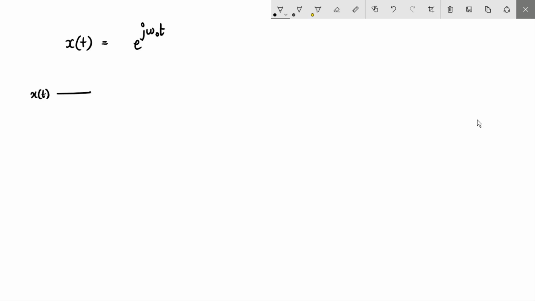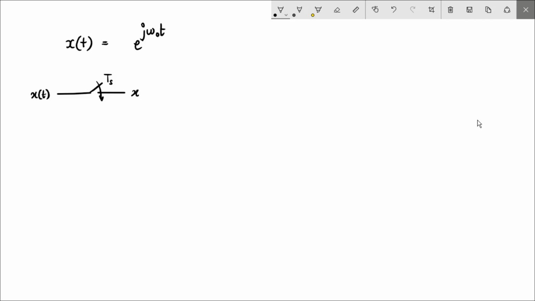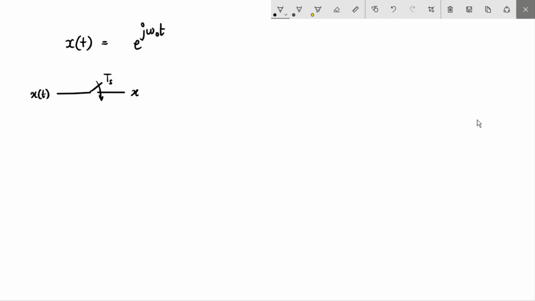Say, let x(t) be an input, and there is a switch that closes every Ts seconds. Let Ts be the sampling interval, meaning the interval after which this switch closes, or the interval after which a sample is recorded. What would happen? Such a system will give us an output only when t is equal to Ts, then t is equal to 2Ts, 3Ts, and so on, right? That means we can write that such a sampled version is something of the form x(nTs), where n can be 0 or plus minus 1, plus minus 2, and so on.